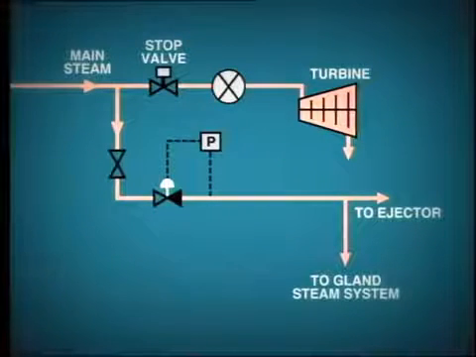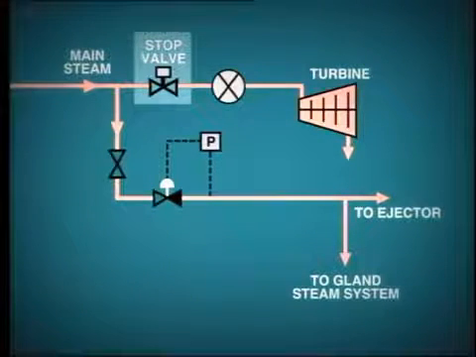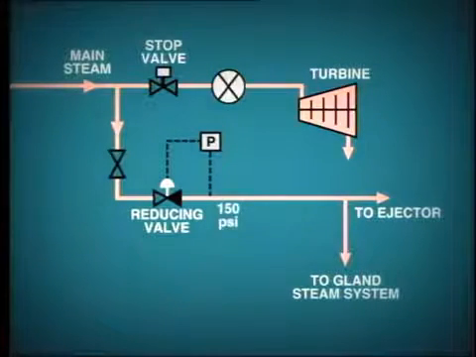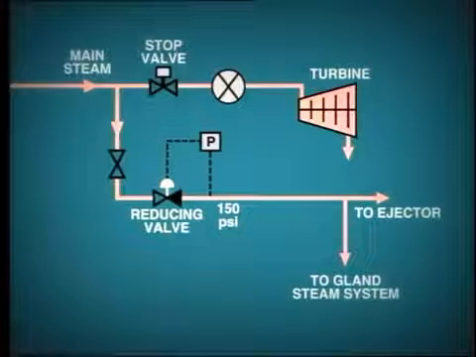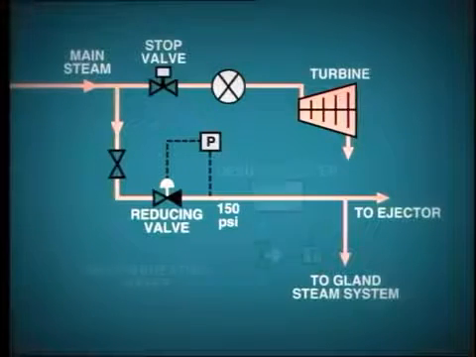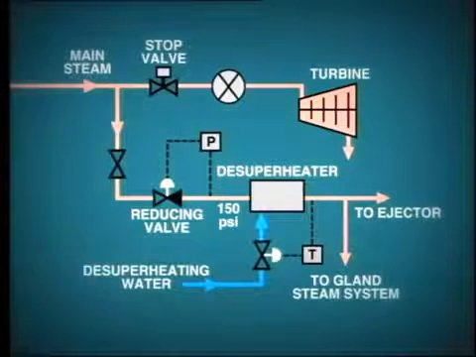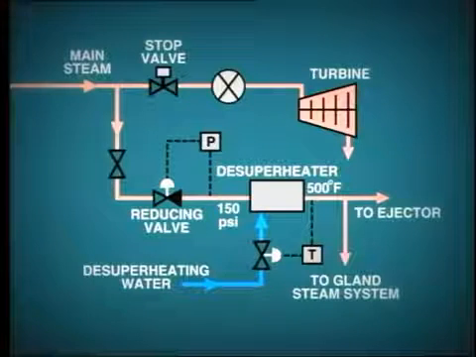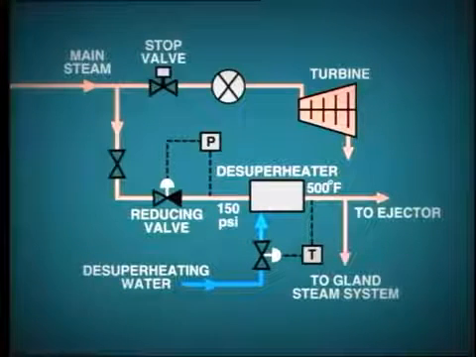For the turbine steam auxiliaries, such as the air removal steam ejector and gland sealing steam, a direct supply is usually taken from the main steam line before the stop valve. This high-pressure steam then passes through a reducing station to bring the pressure down to, say, 150 psi. Because of the high temperature of the main steam, a de-superheating station is also included to lower the temperature of the turbine auxiliary steam to about 500 degrees Fahrenheit.